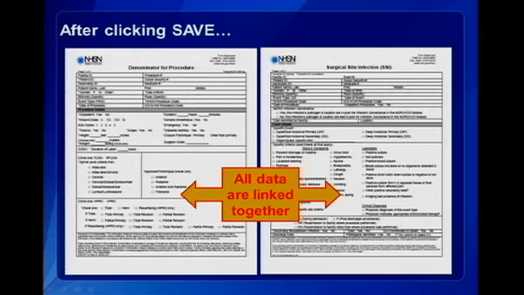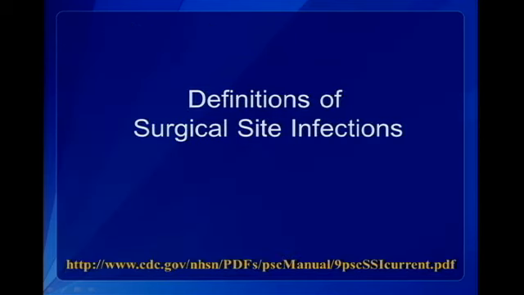See, there you go, and then it auto-filled this. So now all the data are linked together and they're exactly right. They're not mismatched at all. Then you click, don't forget the save button.